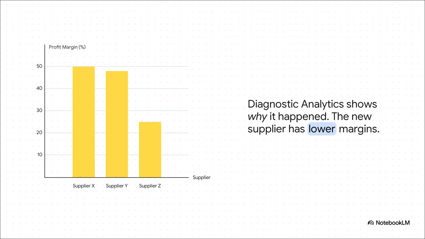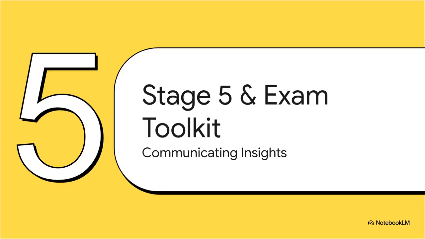That's where diagnostic analytics comes in. We dig a little deeper and we break down the profit margin by supplier. And boom, there it is. This is our aha moment. The books from their brand new supplier, Supplier Z, have a profit margin that is half of their other suppliers. We found the root cause. This is the diagnosis.